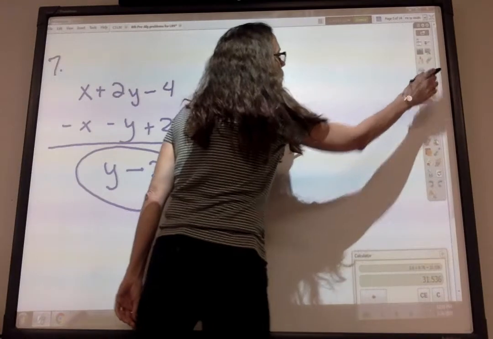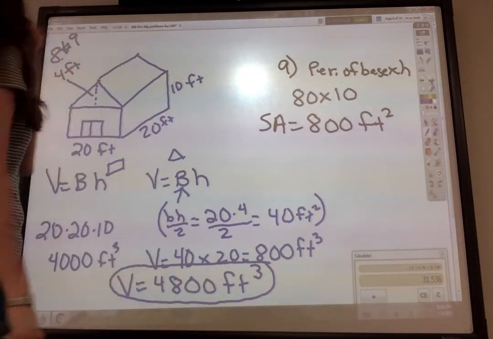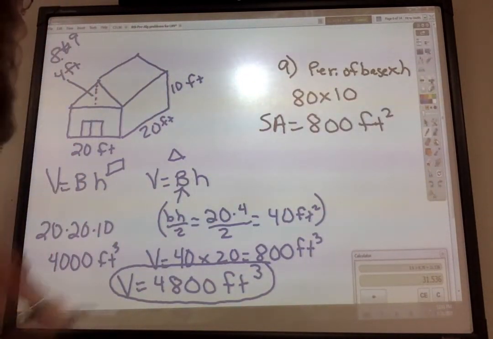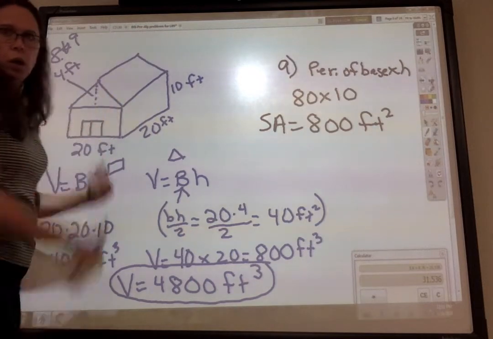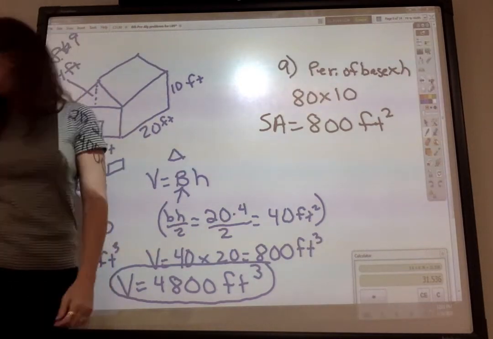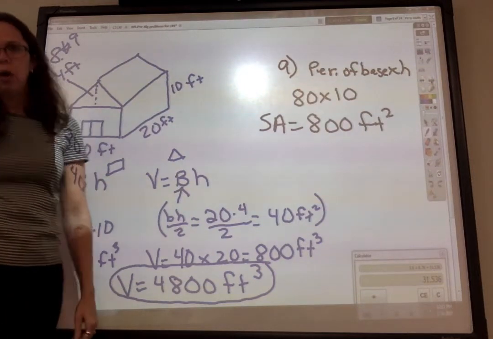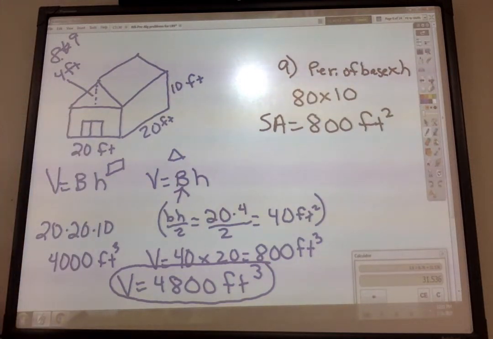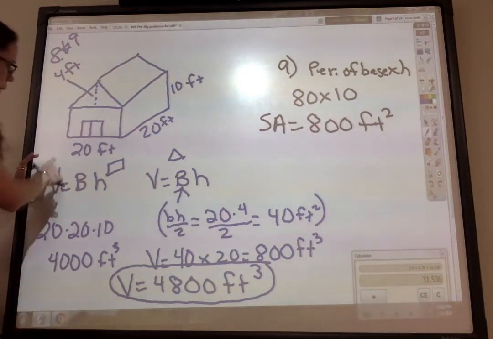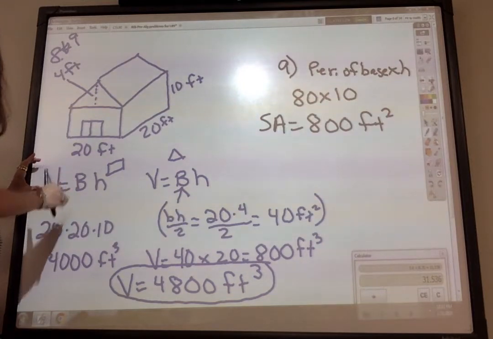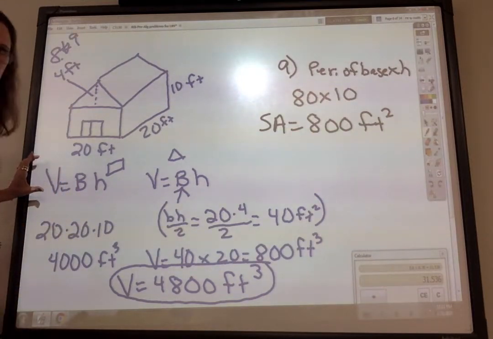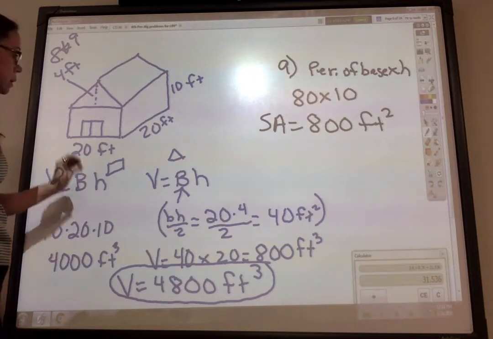This is numbers 8 and 9. This has to do with our building that they had drawn for us. The first question, number 8, wants to know the volume of the building. Now, our formula for volume equals capital B, remember, our capital B is for area of the base, times the height.